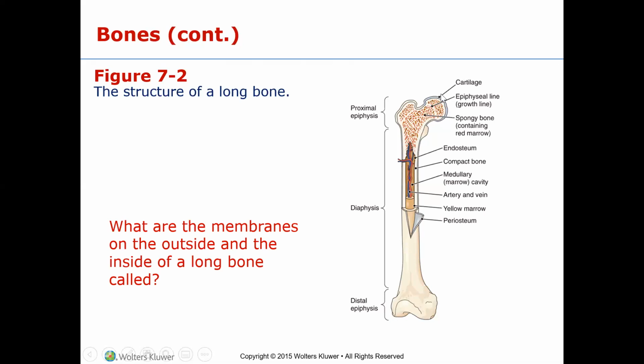Covering the joint area is cartilage. That is not capable of being reproduced. So once you lose that, if you have some osteoarthritis, it is gone. It is not capable of being replaced.